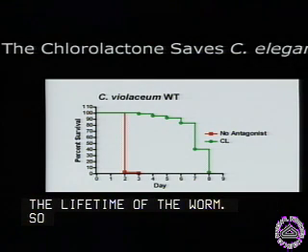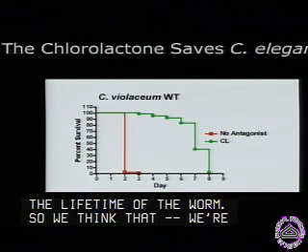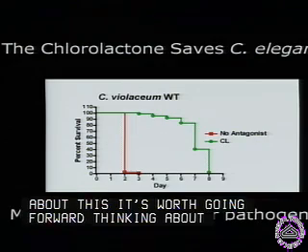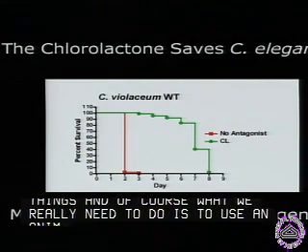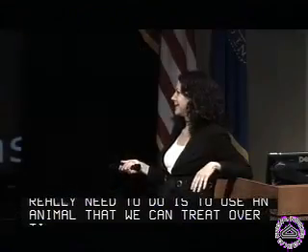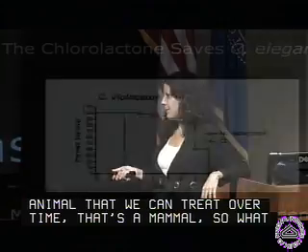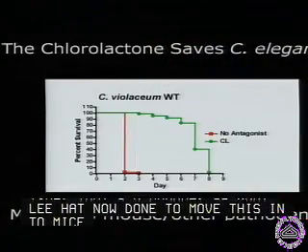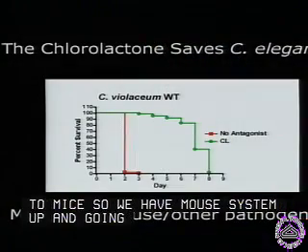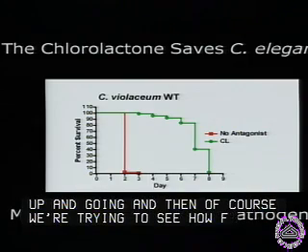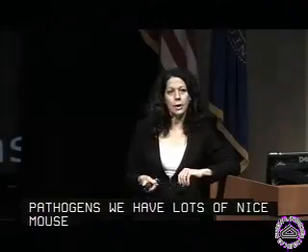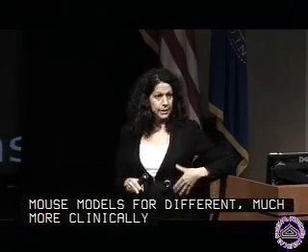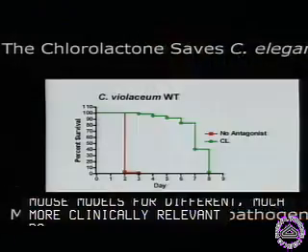We're happy about this result because we think it shows that it's actually worth going forward and thinking about these things. And of course, what we really need to do is to use an animal that we can treat over time that's a mammal, right? And so what Lee has now done is to move this into mice, and so we have a mouse system up and going. And then, of course, we're trying to see how far we can push this with how many pathogens. And so we have lots of nice mouse models for different, much more clinically relevant pathogens that Lee is testing all of these inhibitors on.